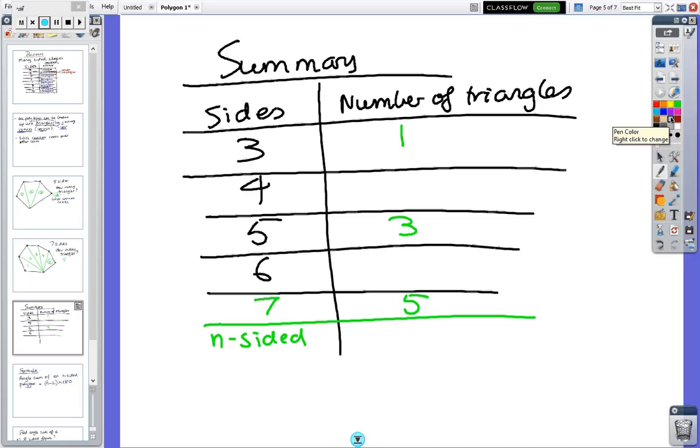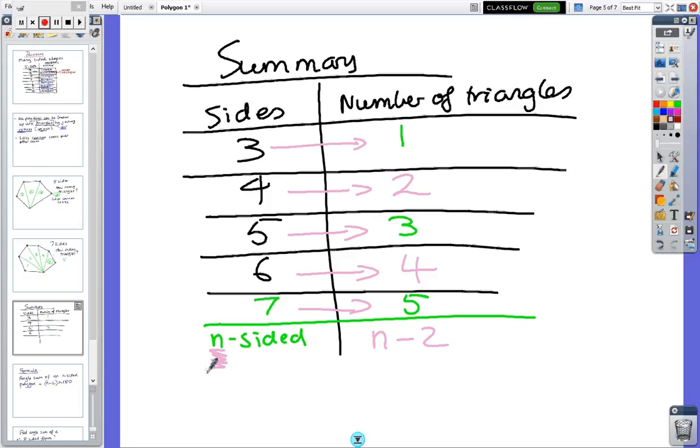So let's put 2 there, 4 there, so 1, 2, 3, 4, 5. What the pattern is: 3 goes to 1, 4 goes to 2, 5 goes to 3, 6 goes to 4, 7 goes to 5. What is the pattern? The pattern is subtract 2. So if you've got any number of sides, you just have to subtract 2, and that's how many triangles you have. Okay, copy that and come across.